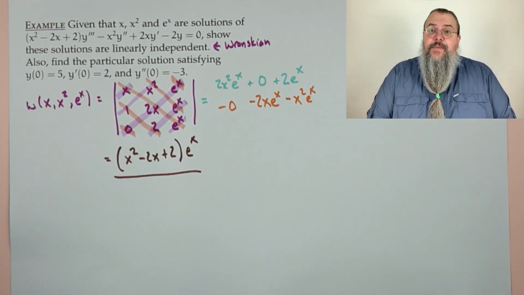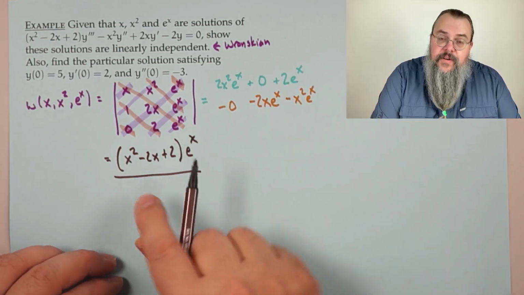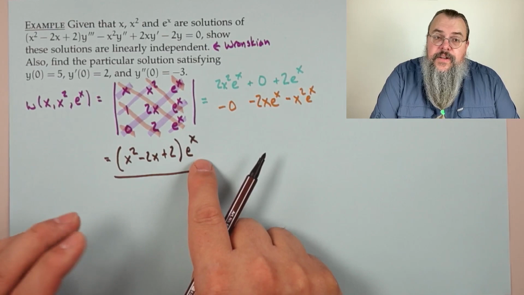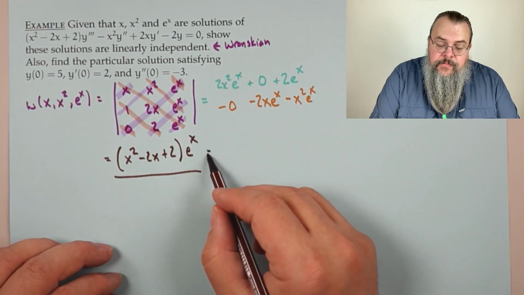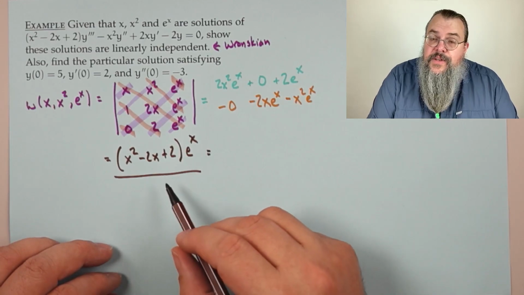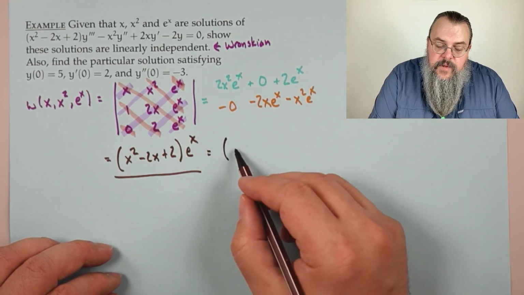So can this be 0? Well, e to the x can never be 0. So, okay, good. What about x squared minus 2x plus 2? Well, you can find the roots. You'll see it's complex. You can also do a little bit of completing the square.